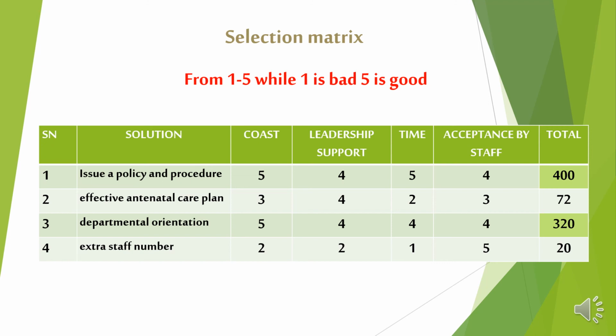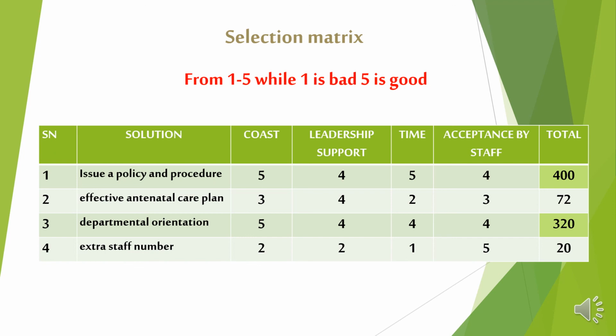We will do it here for the same problem we used before, which is the high cesarean section rate in one healthcare facility. They said that we have to issue a policy, do effective antenatal care, do departmental orientation, and hire new people, extra staff. This is the solution, 4 solutions. Which of them do I have to start with? Which of them do I have to focus on? I don't know. So what to do? Put a criteria and grade them, rate them, or rank them with a number from 1 to 5.